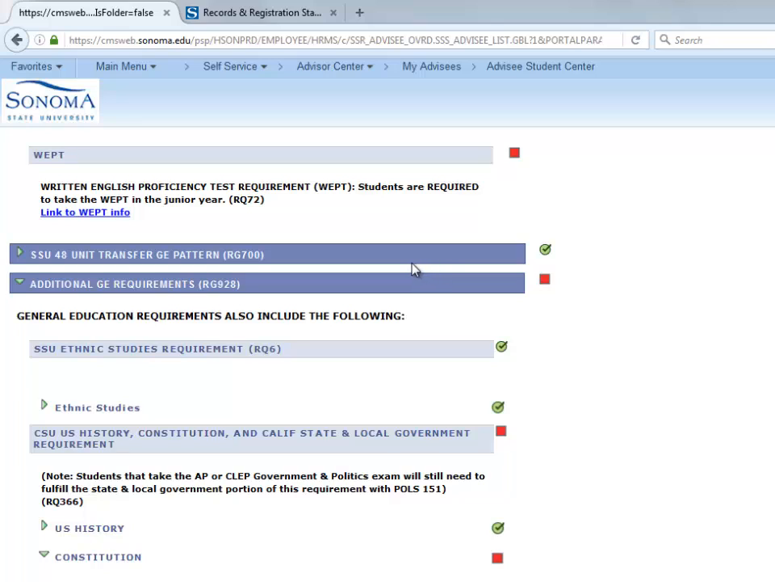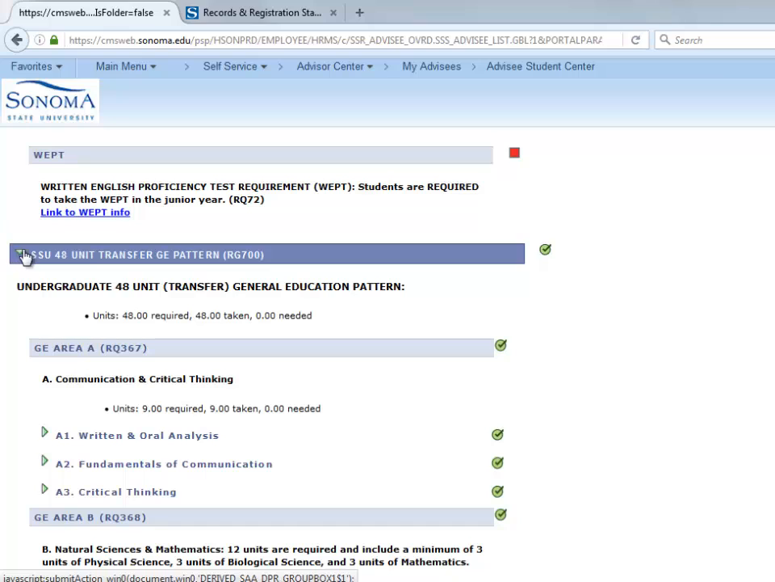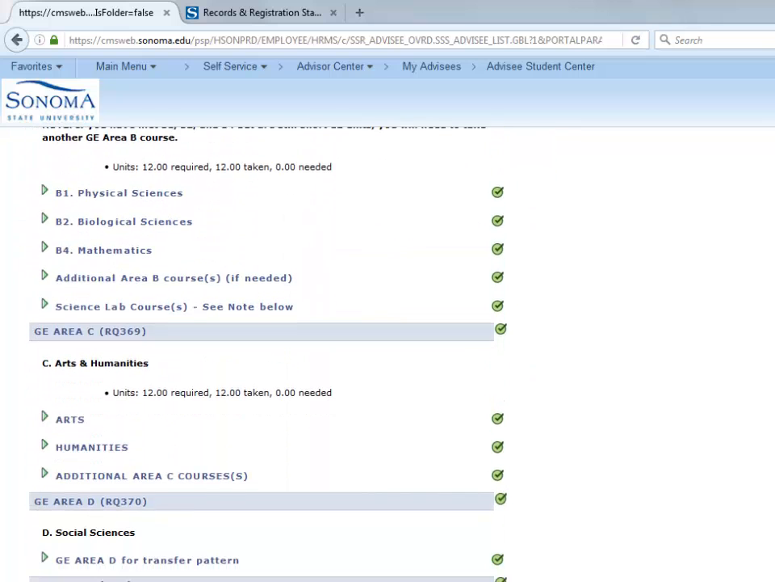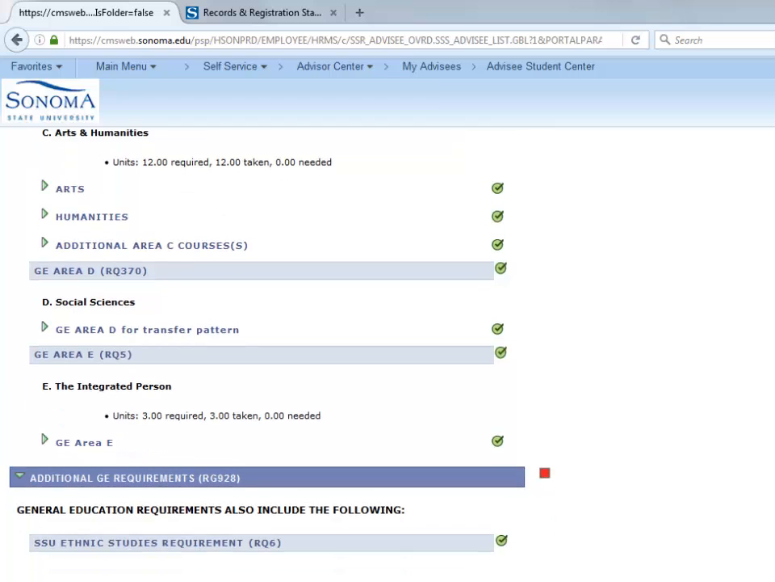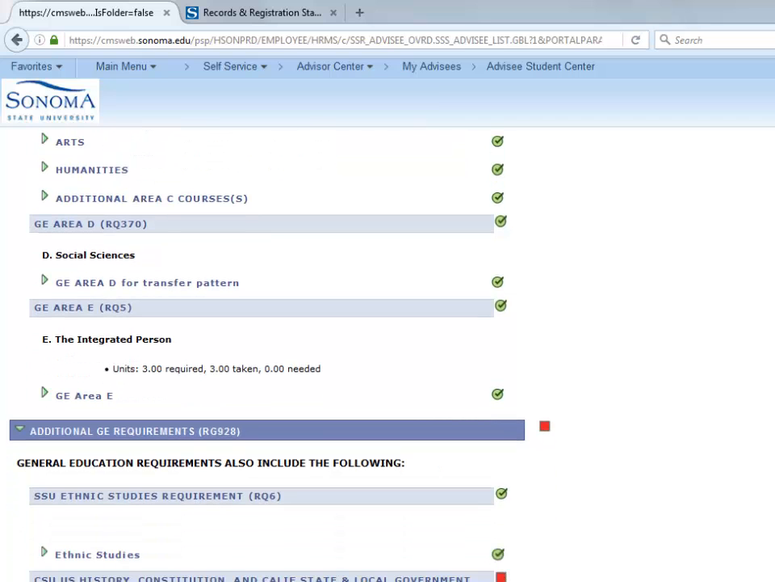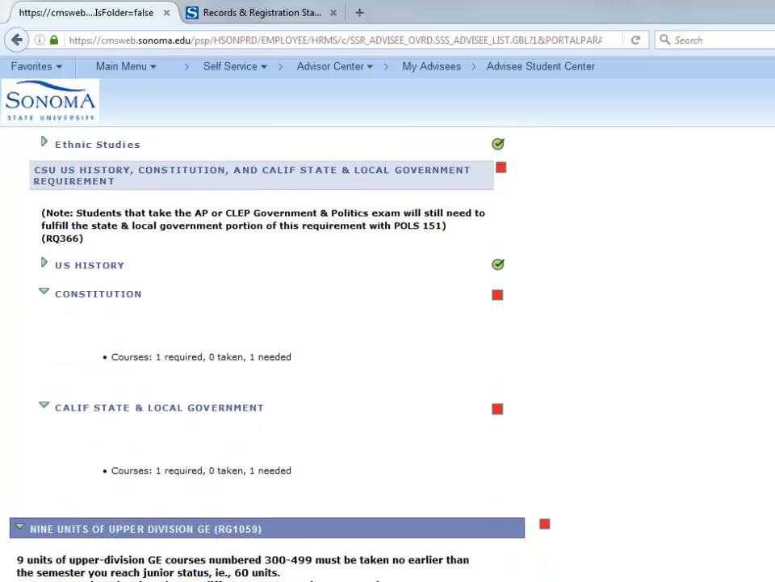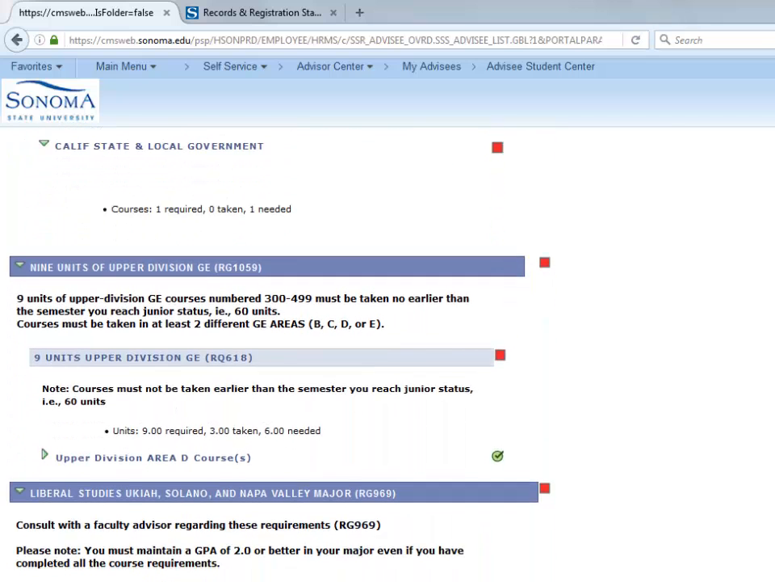So if you would like to see the requirements within a collapsed section, what you need to do is click on the little green arrow on the left-hand side to expand the section. So here, now that I've expanded it, you can see all of the requirements in that section. And if you wanted to look at any of the courses meeting any of those requirements, you could again click on the green arrow next to that specific requirement. You will also be able to view your progress on the other general education requirements, including your ethnic studies, your government and constitution requirements, and your upper division requirement.